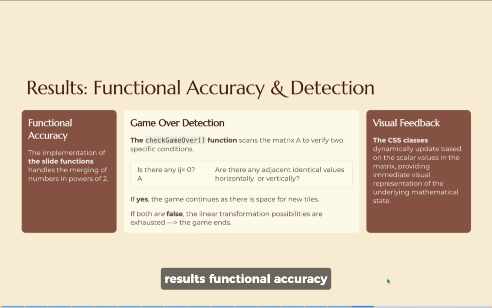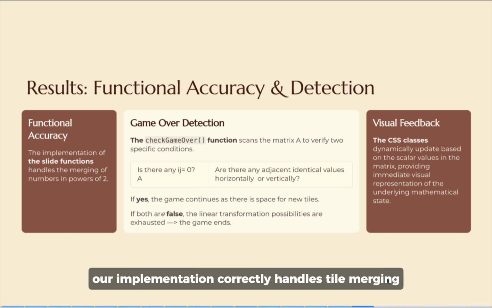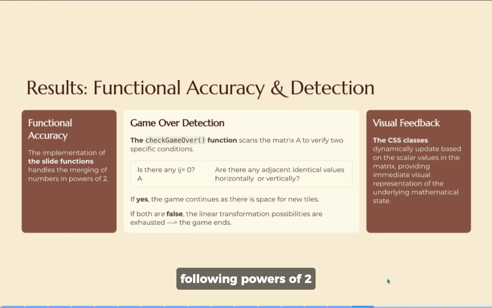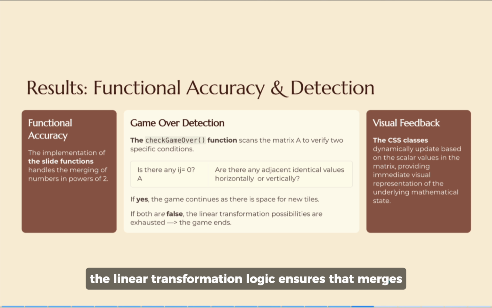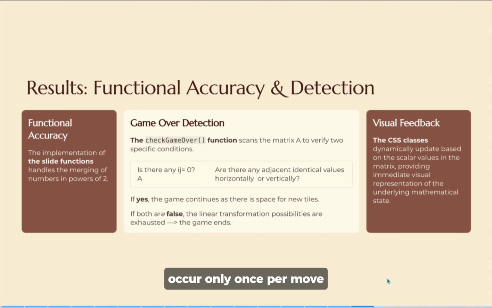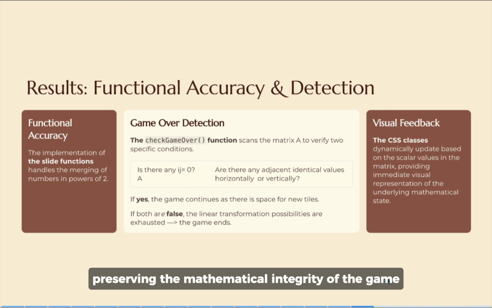Results: functional accuracy. Our implementation correctly handles tile merging following powers of 2. The linear transformation logic ensures that merges occur only once per move, preserving the mathematical integrity of the game.